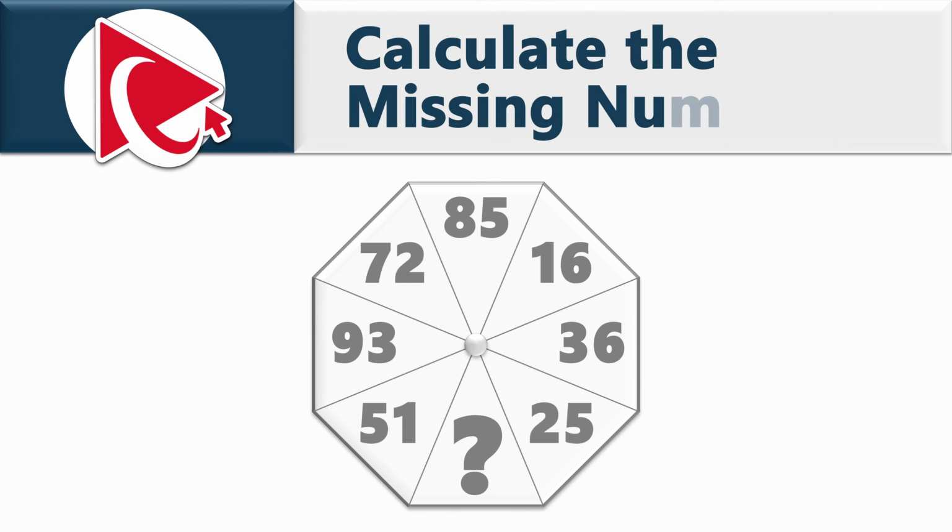You are presented with the Octagon. Octagon has 7 numbers inside, and the 8th number is missing. The numbers starting from the 8 o'clock are 51, 93, 72, 85, 16, 36, 25, and then comes the missing number, which you need to calculate and select out of 4 possible choices.